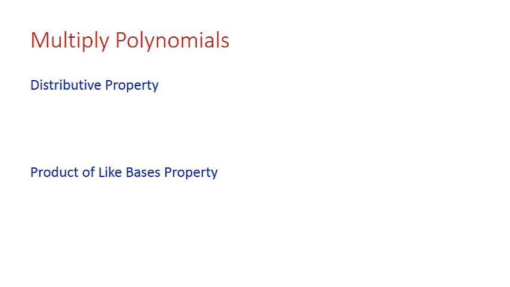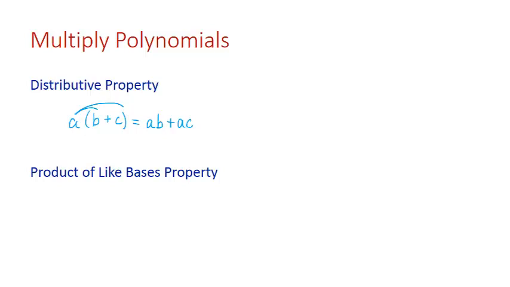To multiply polynomials requires us to use two different properties. The first of those is the distributive property, which states that a times (b plus c) is equivalent to a times b plus a times c. We've actually already used this property in previous problems, but that is, if we have a term a that's multiplied by a sum, we have to distribute that value a to each of the terms in that polynomial.